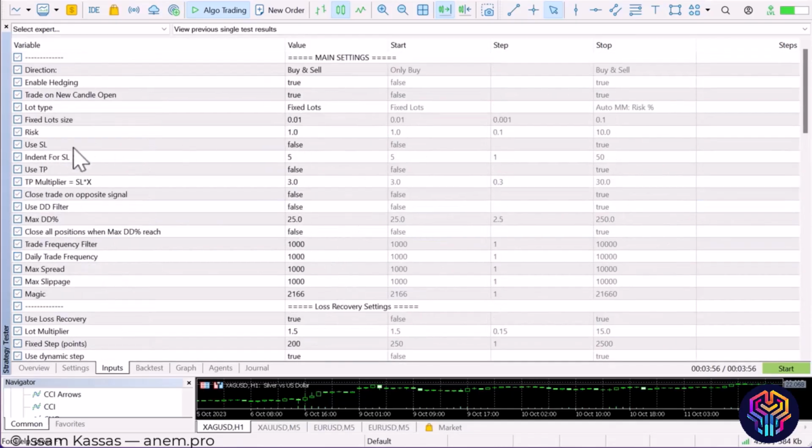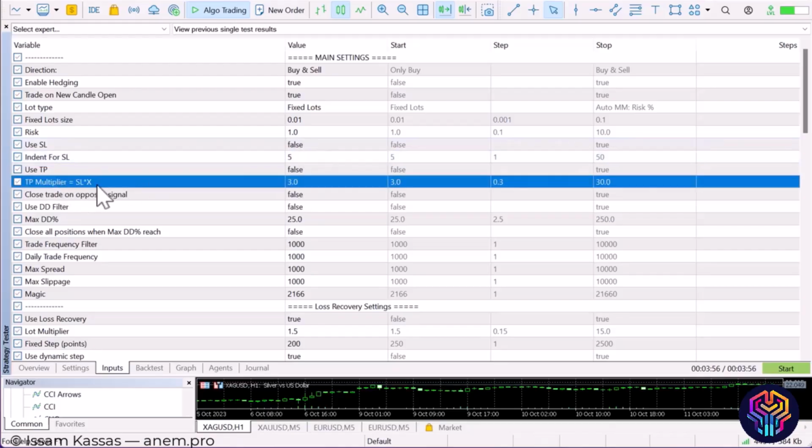So you set up the stop loss. If you want to use the stop loss, of course, you have to turn that to true, and then you set up the stop loss in points. That's where you put the points right there, and you set up the take profit in terms of how much you want the risk to reward ratio, or triple R, from the stop loss. So if you do 3, that's going to be 3 times the stop loss.